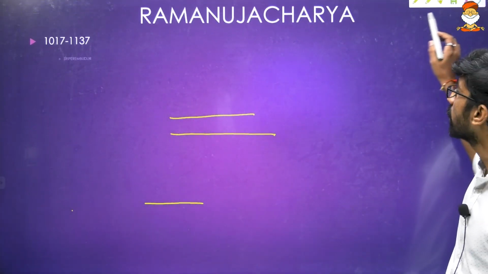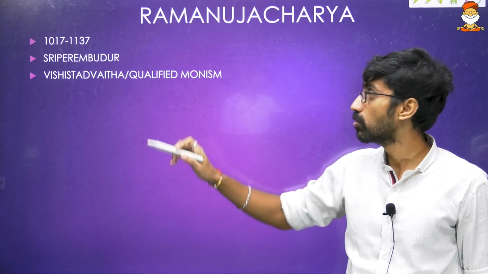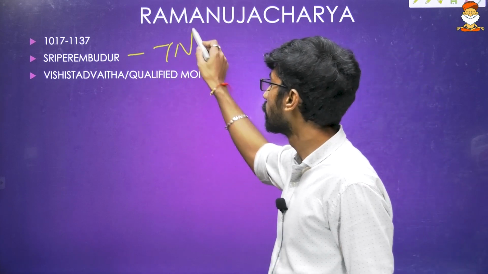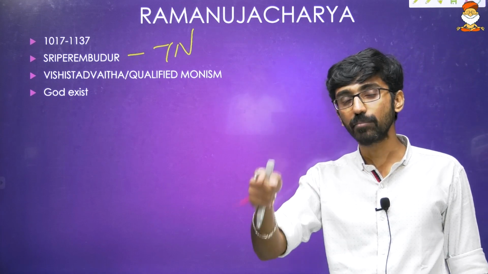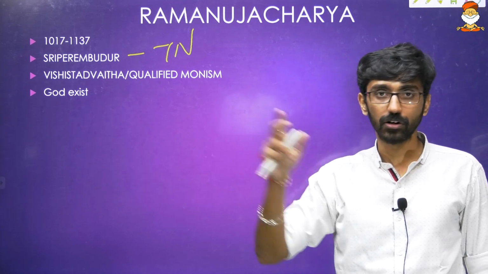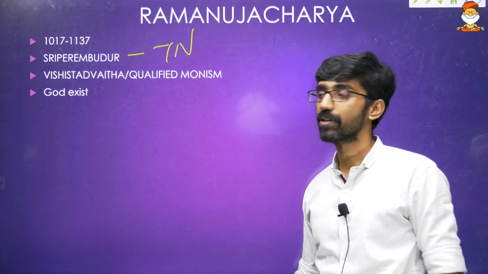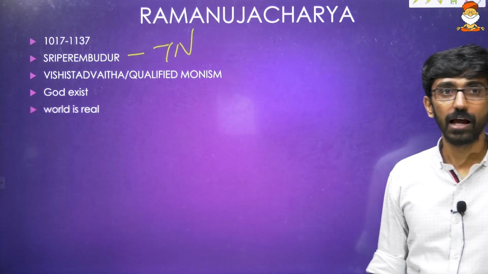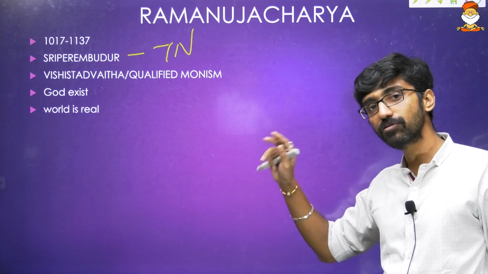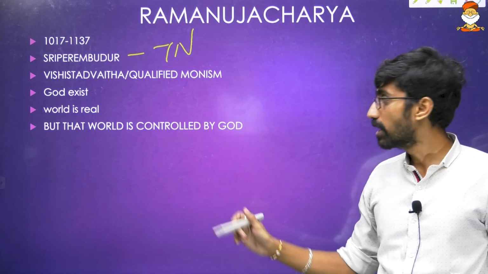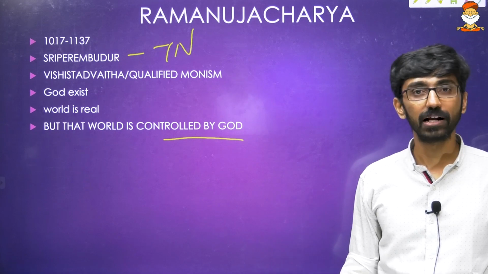Then Ramanujacharya, 1117 to 1137, Sriperumbudur in Tamil Nadu. He says Visishta Advaita, or qualified monism. Chronologically, I have given the dates: first Shankara, second Ramanuja, third Madhva. He says God exists and the world is also real. Only Shankaracharya says the world is not real, but Madhvacharya and Ramanujacharya say the world is real. But the world is controlled by God. That is qualified monism.